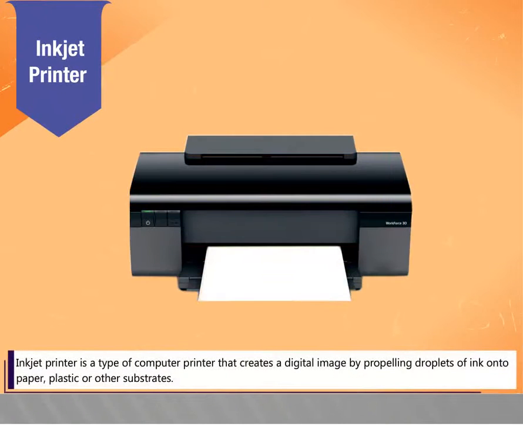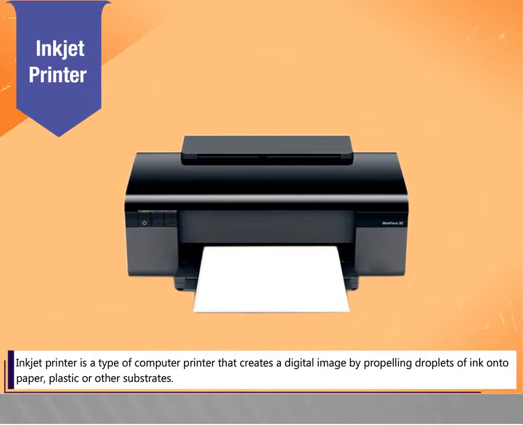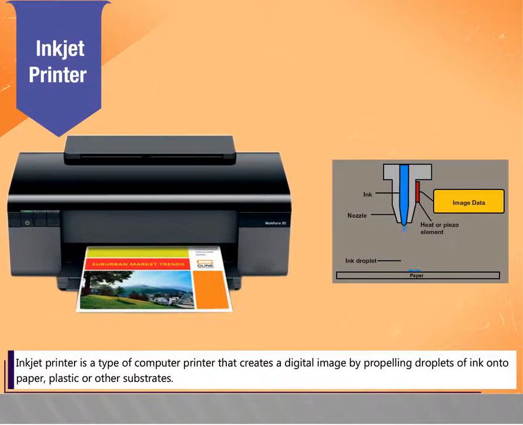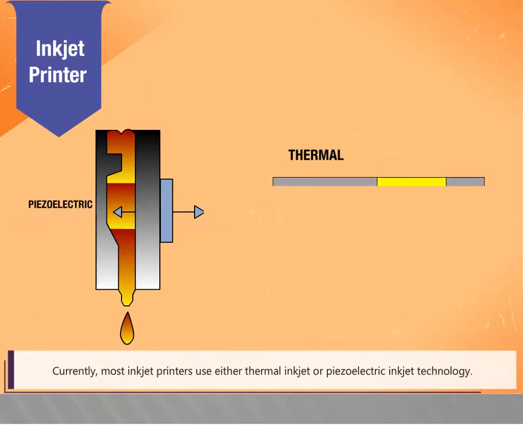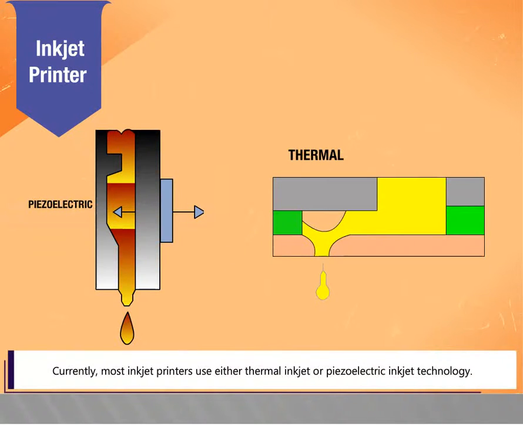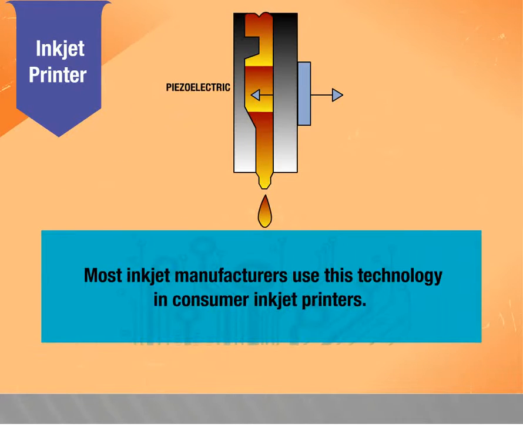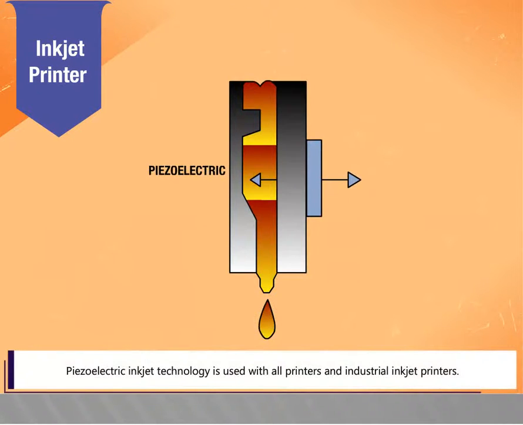Inkjet printers. An inkjet printer is a type of computer printer that creates a digital image by propelling droplets of ink onto paper, plastic, or other substrates. Currently, most inkjet printers use either thermal inkjet or piezoelectric inkjet technology. Most inkjet manufacturers use thermal technology in consumer inkjet printers. Piezoelectric inkjet technology is used with all printers and industrial inkjet printers.